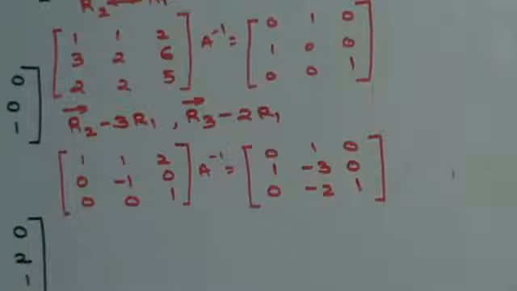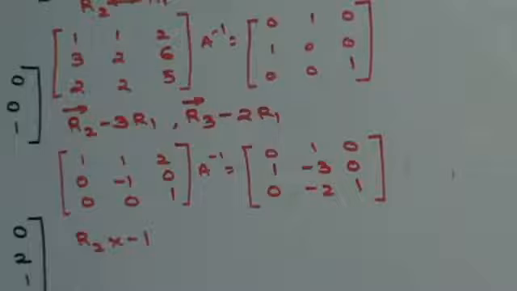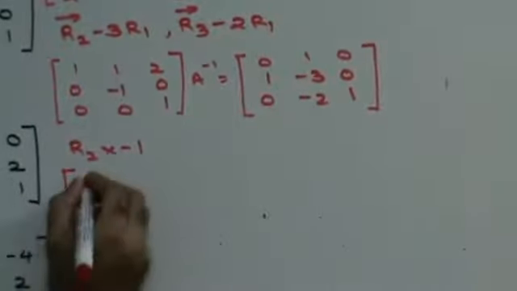I want to make the number in the fifth position as 1. It is minus 1. So what will I do? Multiply R2 with minus 1, because minus into minus will give you plus 1. The number here is minus 1. I want to make it plus 1. How do I make it plus 1? Multiply by minus 1.